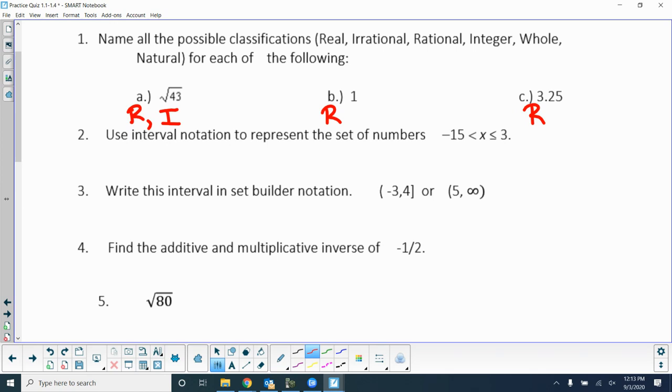Okay, so for letter B, is that a rational number? As a decimal, will it stop or repeat? How could I write 1 as a decimal? 1.0, does it stop? Yeah, so is it rational? What letter were we using for that? Q. Autumn, do you have to write the letters, or can you just write out the words? You can write out the words, it's okay. You don't have to have the letters memorized, if you don't want.